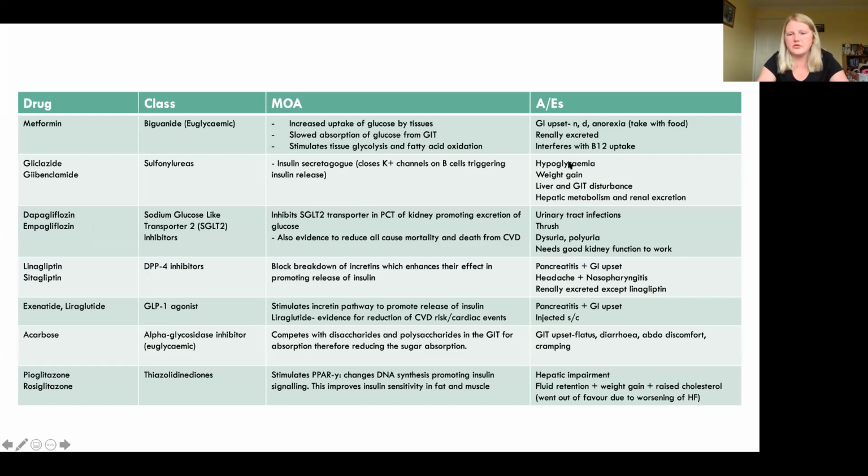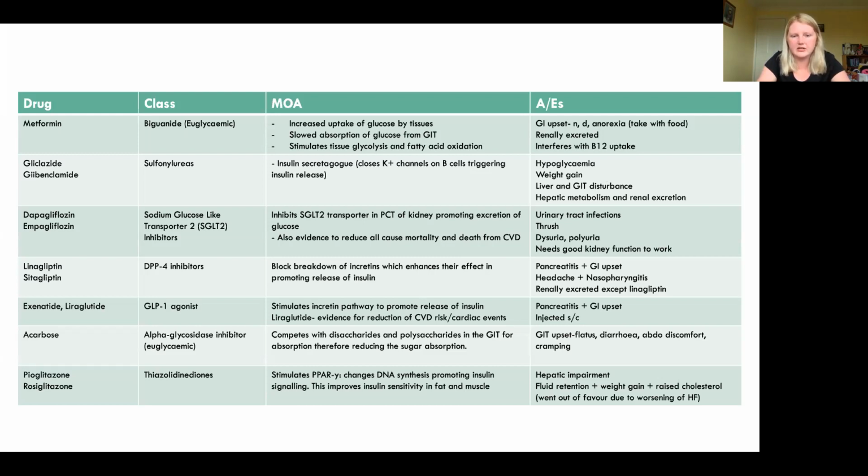In terms of side effects with this one, you are basically peeing out sugar. So in terms of infections, they love the sugar. So urinary tract infections, vaginal infections such as thrush can be a problem in this group. Despite this, though, there has been some recent evidence that has really come out to support their use in terms of being protective against cardiovascular disease, death and mortality.